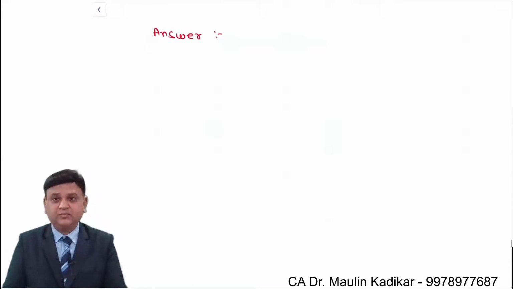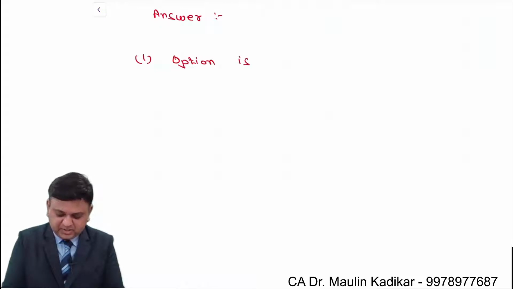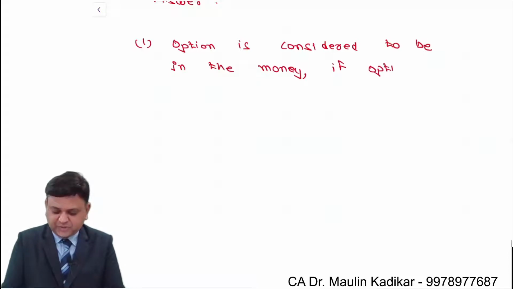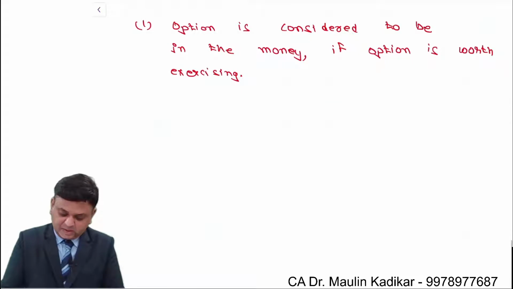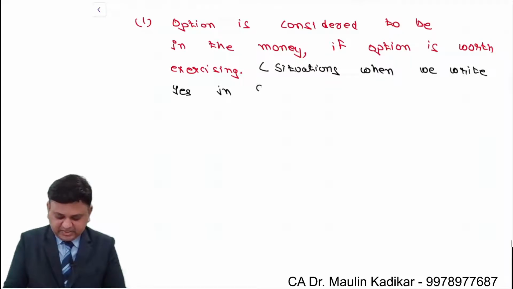Let us answer the question. In that, write down first point. Option is considered to be in the money, comma, if option is worth exercising. Full stop. In bracket write down situations when we write yes in exercisation column.